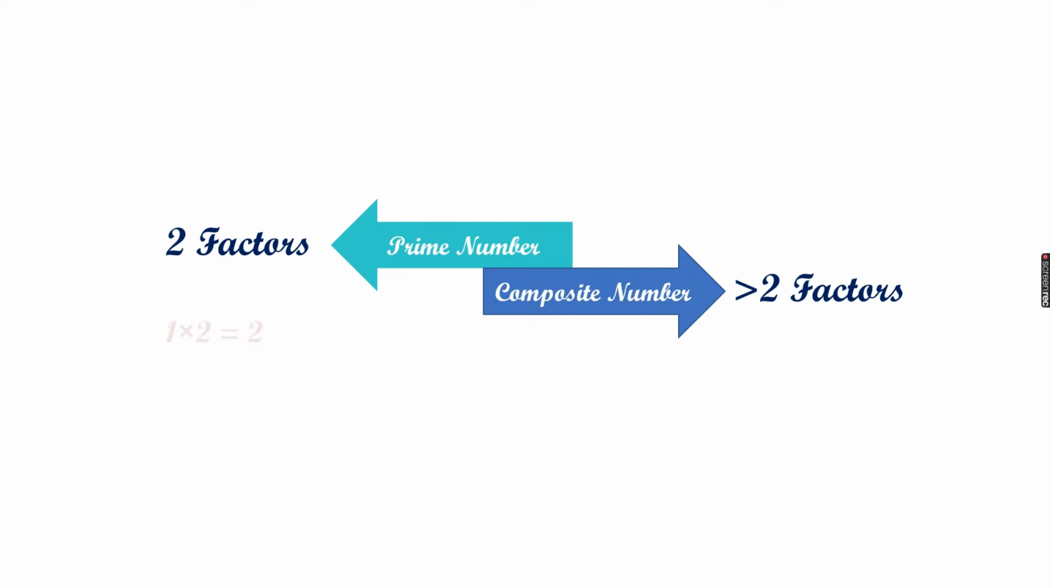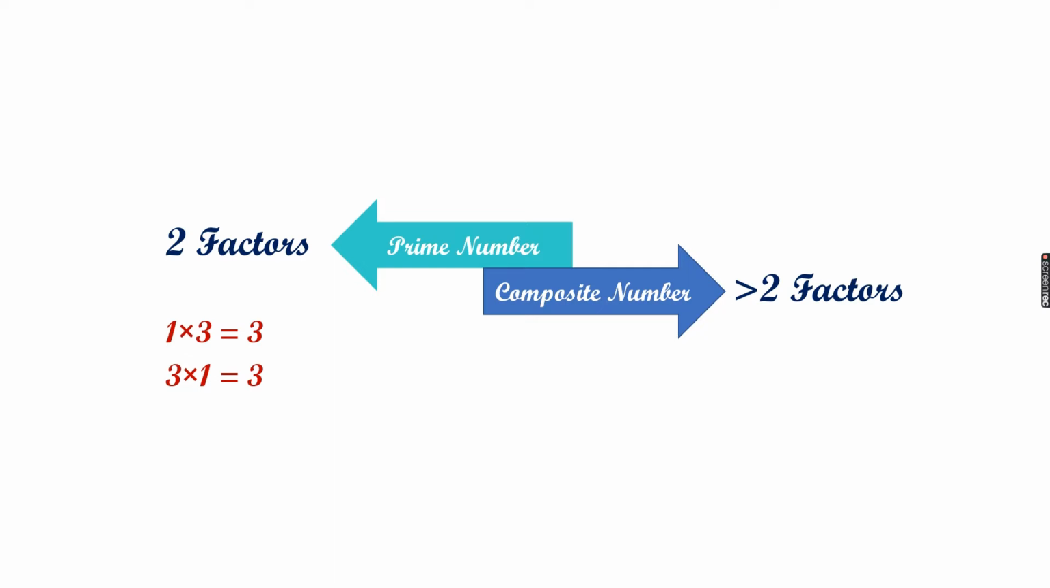So let's take an example of number 2. 2 can be written as 1 into 2 or 2 into 1. So only two factors. What about number 3? 3 can be written as 1 into 3 and 3 into 1. So only two factors. First factor is 1 and the second factor is the number itself. It has no other factor. That's a prime number. What about number 4?